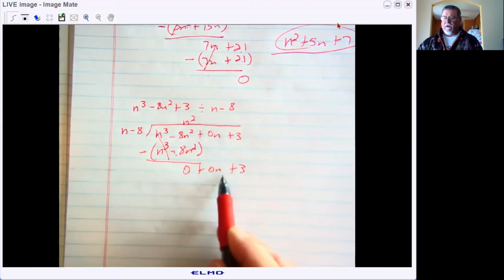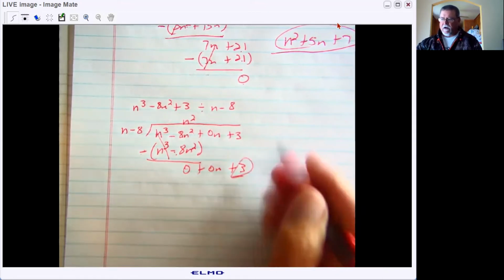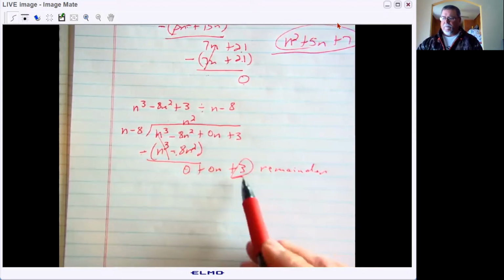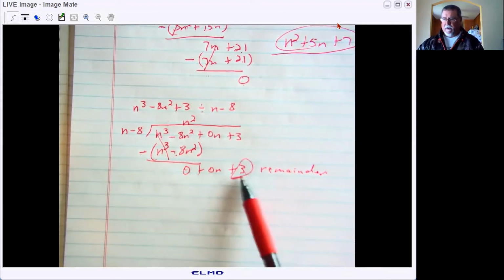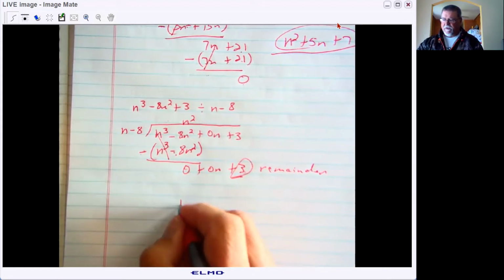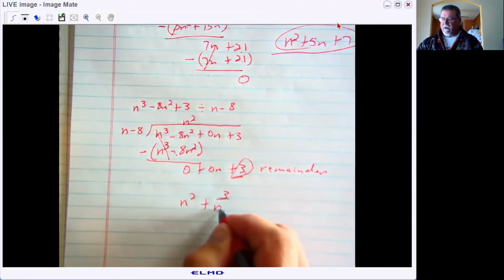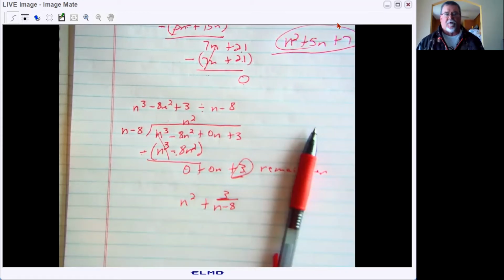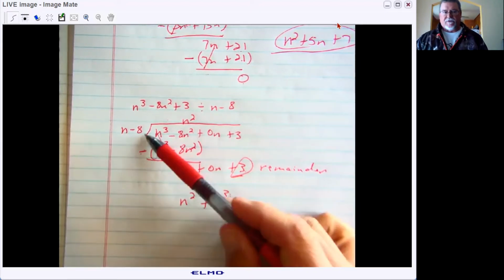So there's no leading term except for the 3. So this is our remainder. Okay? And we're going to put our remainder just like we did back when we first learned how to divide. We're going to put our remainder over the divisor. So the quotient for this problem is n squared plus 3 over n minus 8. If you go back and look at your examples from your lesson, you're going to see that anytime they had a remainder, it was written over the divisor.